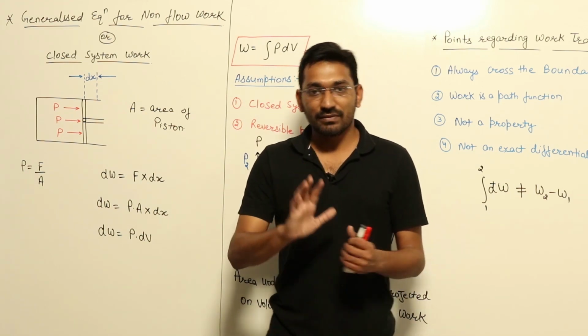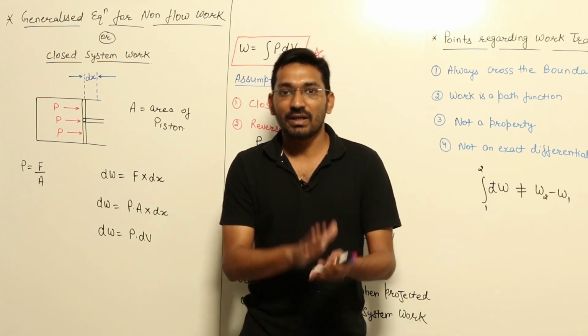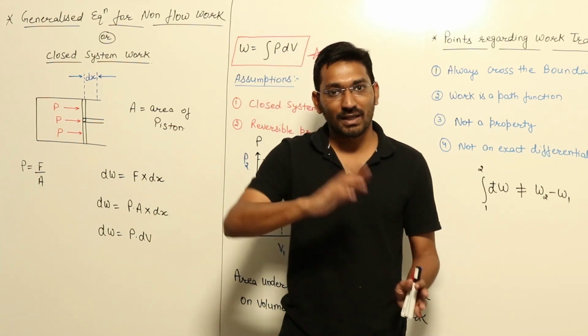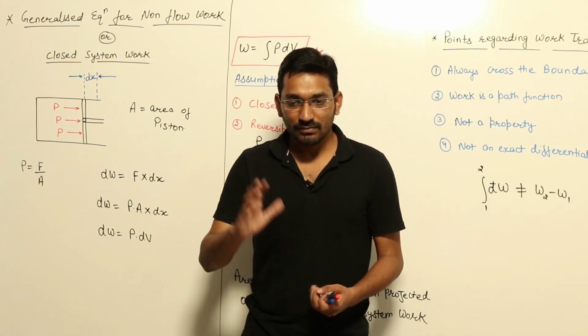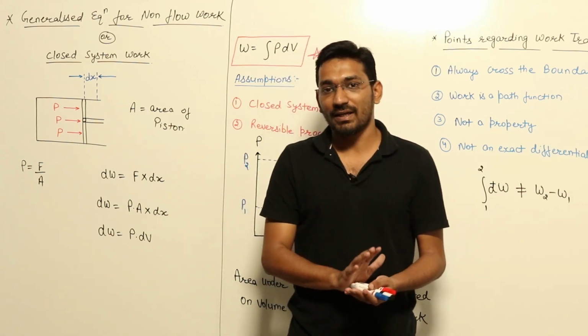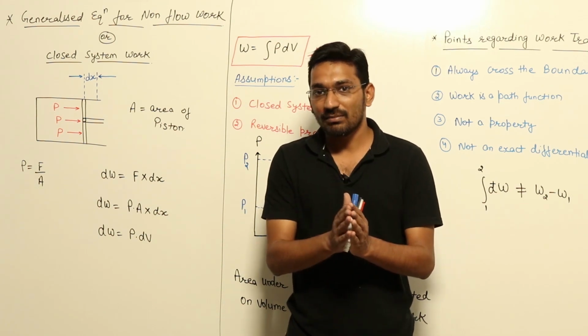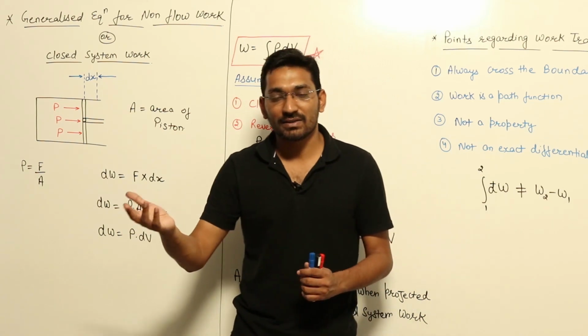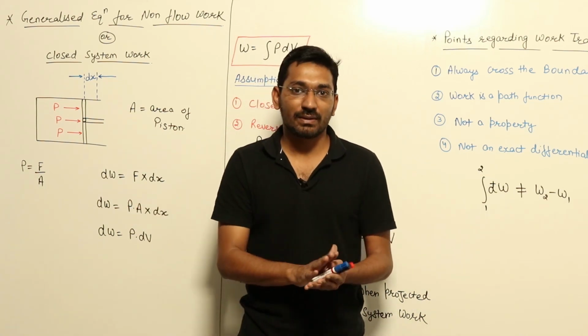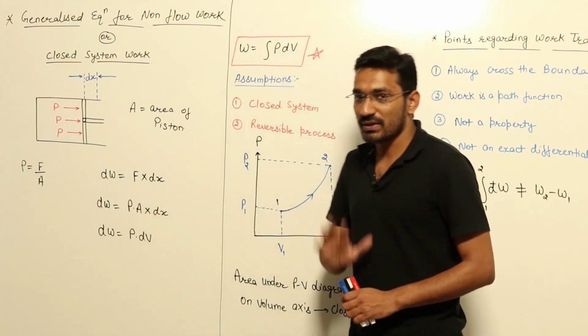Closed system means, as we all know, there is no mass transfer. Mass cannot be transferred from the system or from the surrounding, and only energy transfer can take place. In a closed system, heat transfer or work transfer can take place, but there is no mass transfer. So we'll start with the closed system work.